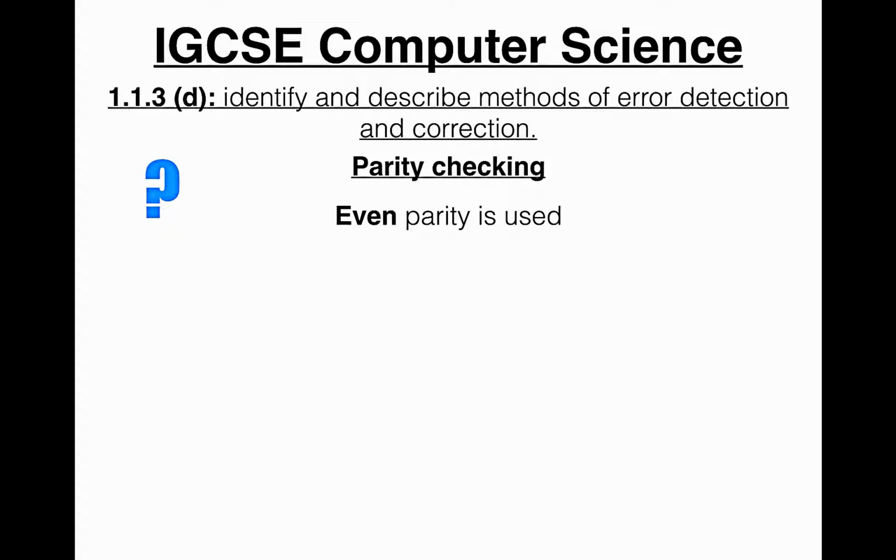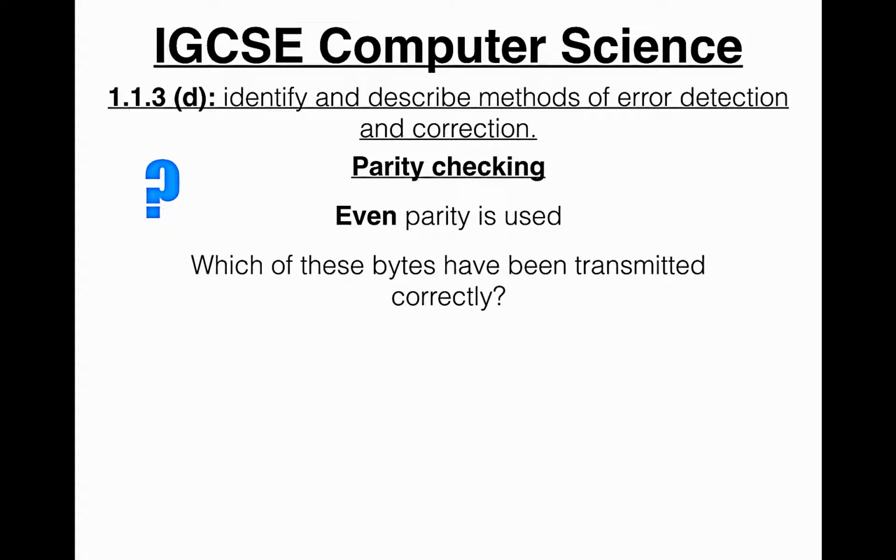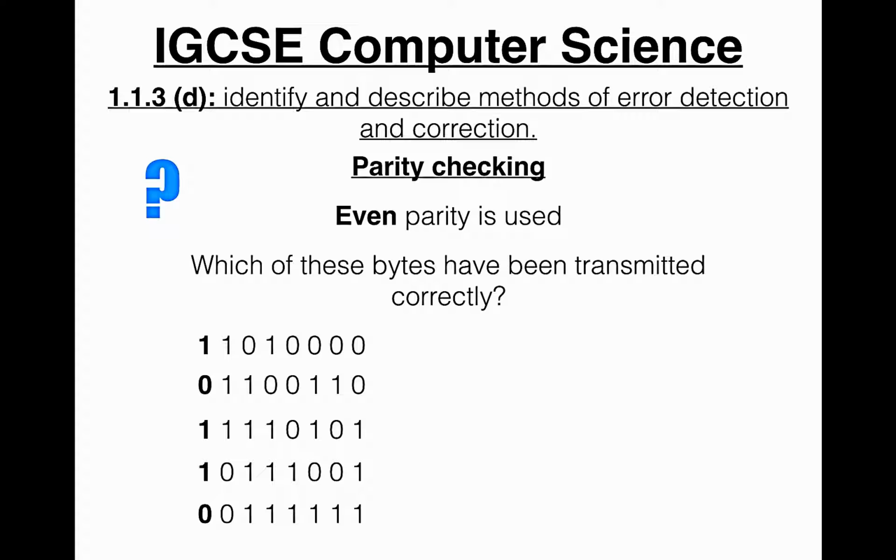So the question in the exam might say that even parity is used. You'll always know what parity is being used, otherwise how can you do the question? Which of these bytes have been transmitted correctly? So, let's count the number of 1 bits here, and remember that even parity is being used. So 1, 2, 3. That's 3, so it must be incorrect. 1, 2, 3, 4. So that must be correct.